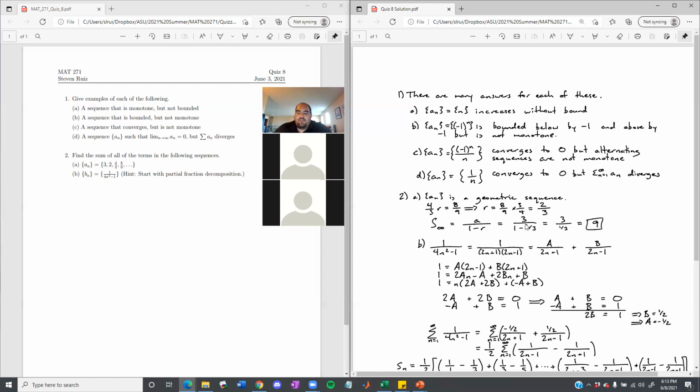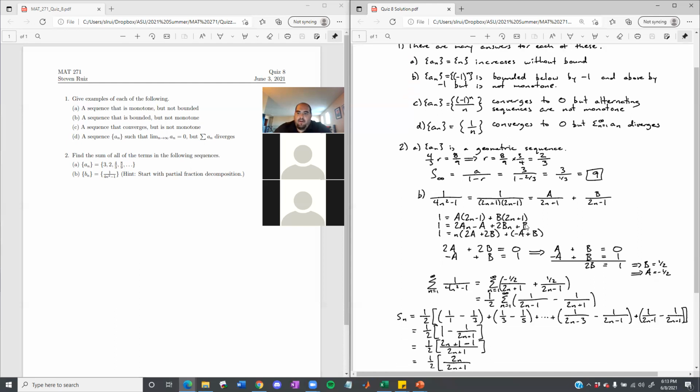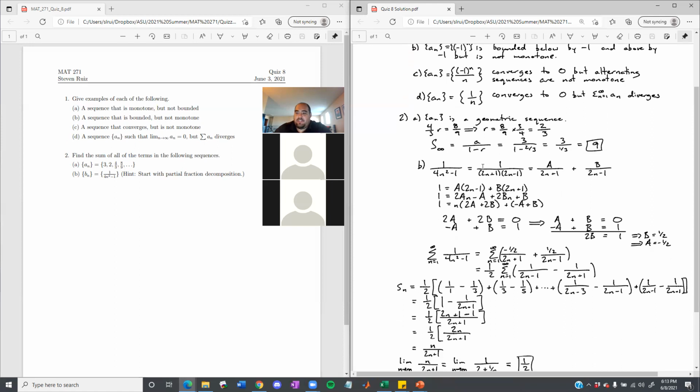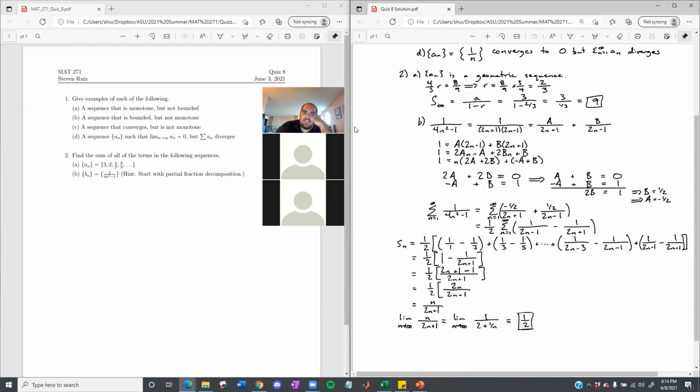And then for question 2, part A is a geometric sequence, which most people did pretty well with. If you can see the solution here on the right, if you identify the first term and the common ratio, that's really all you need to do to figure out that sum. Part B takes quite a bit more work.